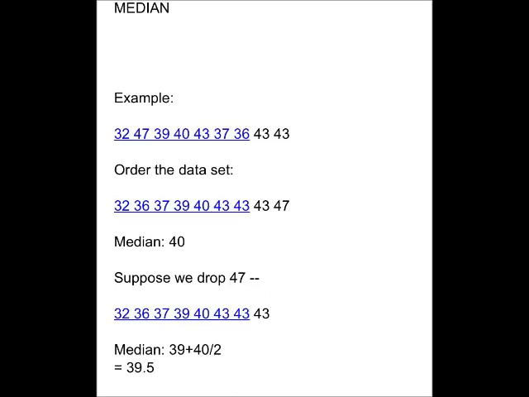On to median. For example, we have the set of numbers starting from 32 ending in 43. The first step in finding the median is ordering the data set from least to greatest. After we order the data set, we find how many numbers are in the data set. If there is an odd number, we will find the median in between the numbers. If the number is even, as represented in the following example, we would have to add the two numbers in the middle and divide by 2, giving us 39.5.